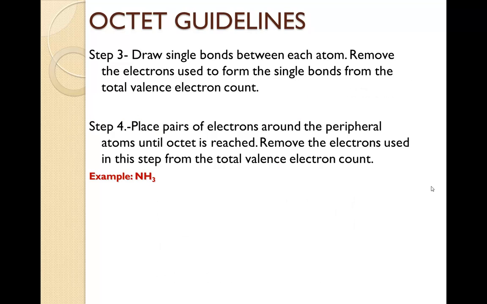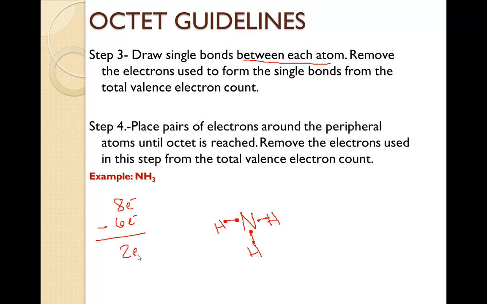So I'm going to put that back up here. That's what we just did in our last step. Draw single bonds between each atom. Remove the electrons used to form these single bonds from the total valence count. So I had 8 electrons total. When it says draw single bonds between each atom, it's referring to drawing it from the outside in. So we have 1, 2. Each bond is worth 2 electrons. 1, 2, 3, 4, 5, 6. Remove those electrons from our final count. So now we have 2 electrons left.